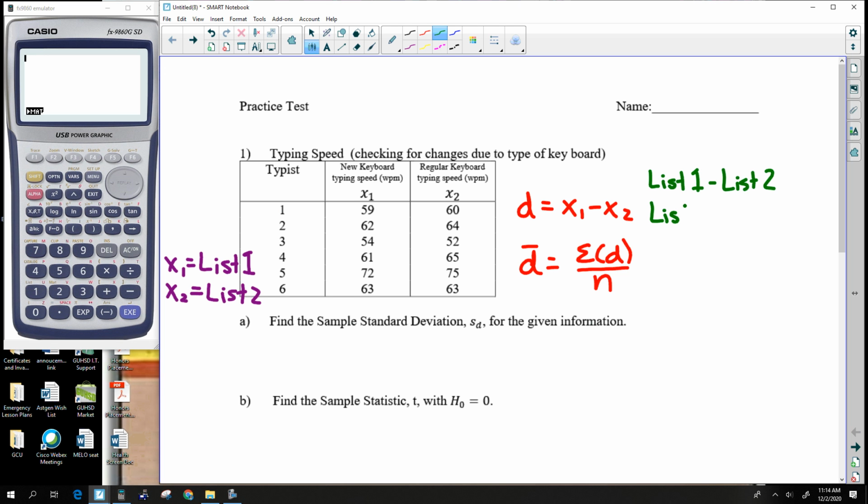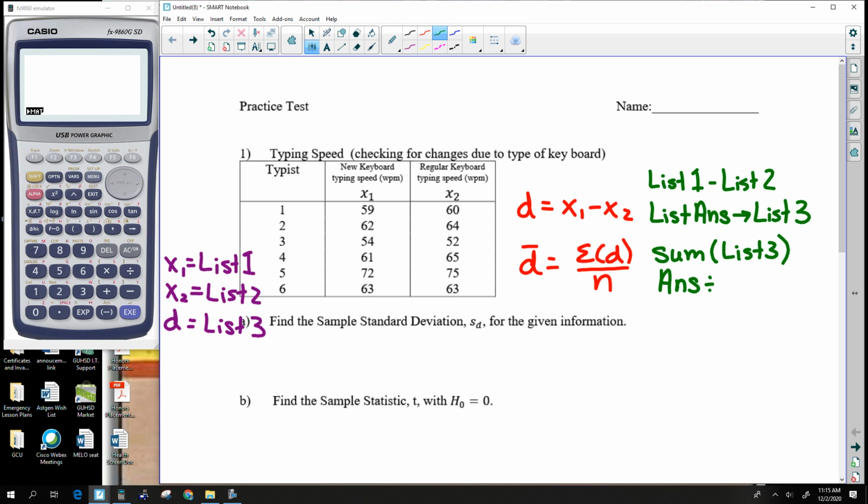And so what I'm going to do is I'm going to take that list answer and store it as list 3. So my differences will be stored as list 3. So take this list right here. Okay, so if my differences are in list 3, this next formula is the sum of those differences. So that'd be the sum of list 3. And then you need to take that and divide by the number of numbers. In this case, that happens to be 6. All right, and I also need that in my calculator, so I am going to store that as the letter A for average. So my D bar is going in my calculator as the letter A.